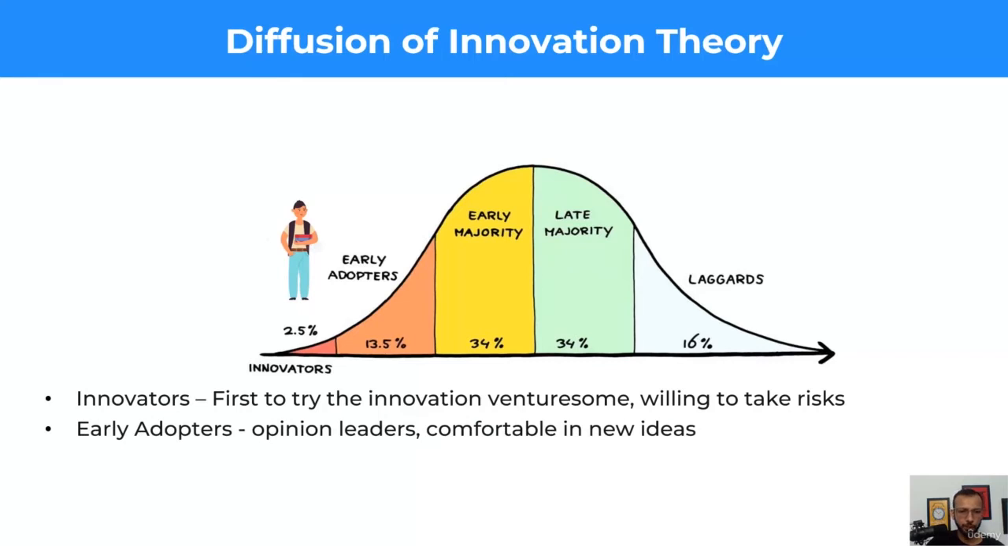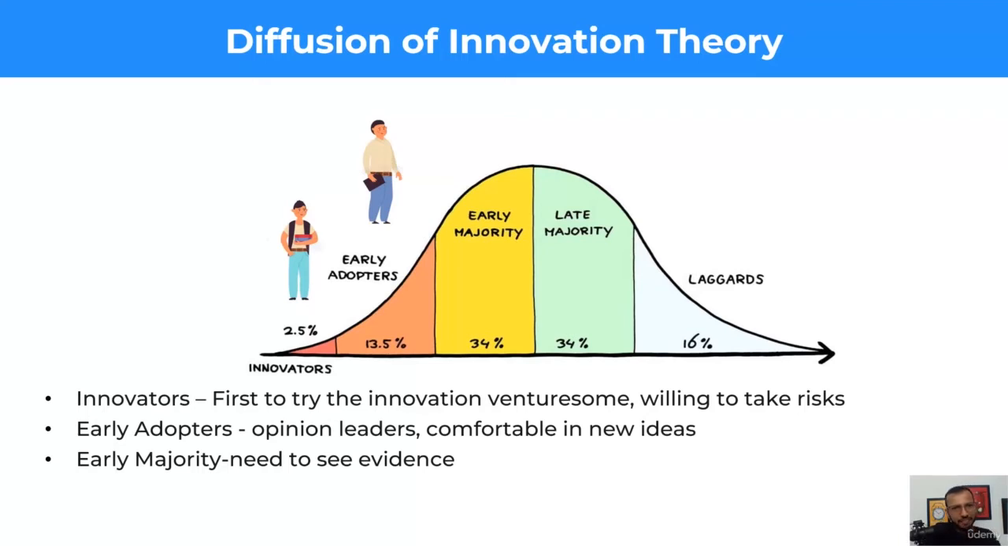Then you have early adopters. Now all these people have some opinion leaders and they are comfortable listening to new ideas. As soon as you give them new ideas and new products, they will also start using your product. Then you will have early majority. Now all these people, they need some existing evidence in the market. If a certain set of users are using your product, then they will come into the picture and start using the product.